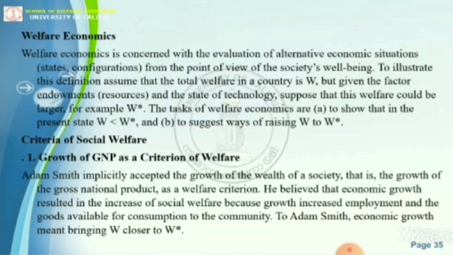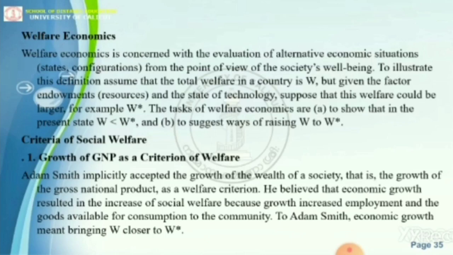The task of welfare economics is to show that in the present state W is less than W star. That is, the present must always be lower than what is to come, to say that welfare has improved. And to suggest ways of raising W to W star. These are the two elements.